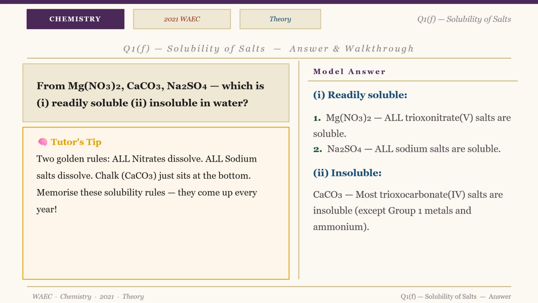So that means most trioxocarbonates(IV) salts are not able to dissolve, so they are insoluble. That is with the exception of group 1 metals and ammonium, NH4. Now move on to the next question.